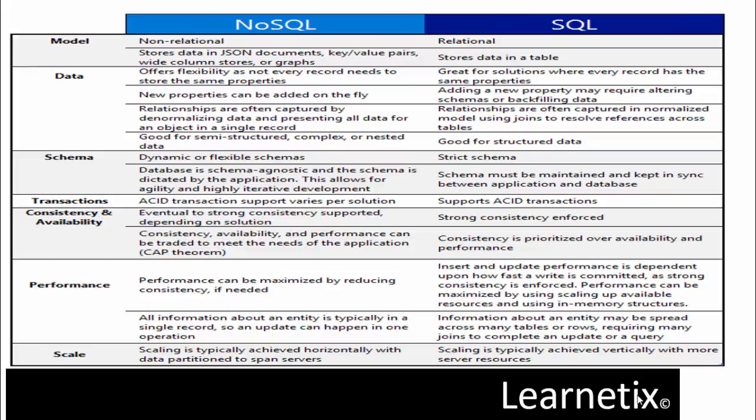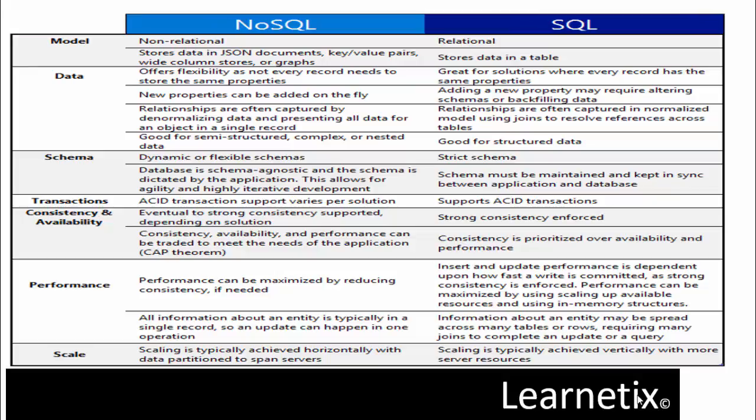The next point which makes a difference between SQL and NoSQL is the data condition. SQL is great for solutions where every record has the same properties, like we can do with data type conditions. But NoSQL offers flexibility, as not every record needs to store the same properties. In SQL, adding a new property may require altering the schema and backfilling data. As you know, SQL has a great number of UI interfaces and tools, so we can use them. But in NoSQL, new properties can be added on the fly. It means we have to think very well about the NoSQL database creation at the time.